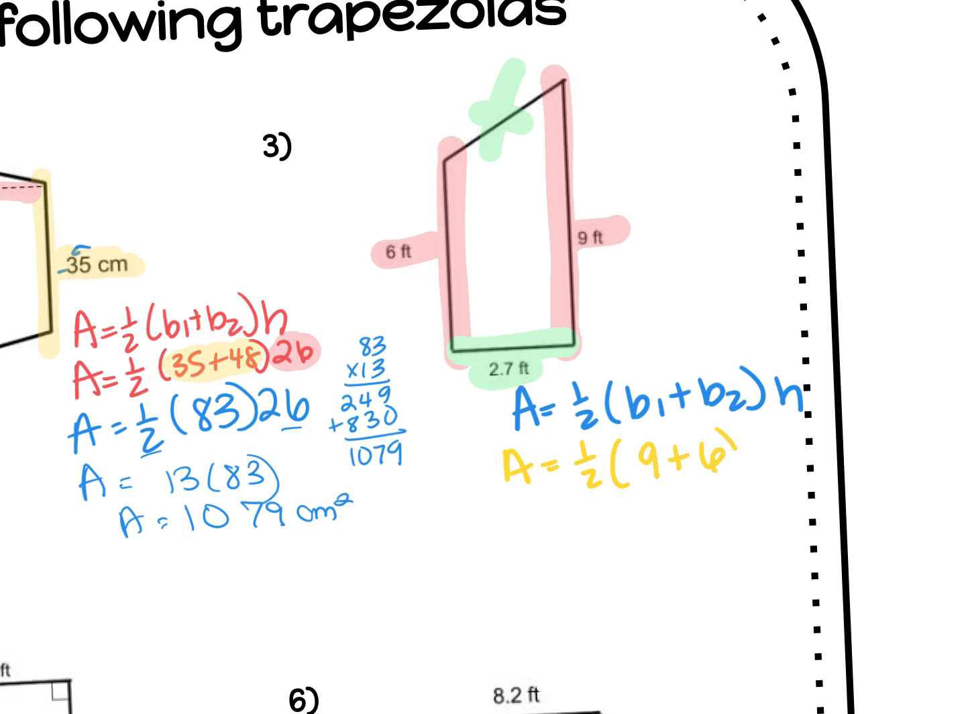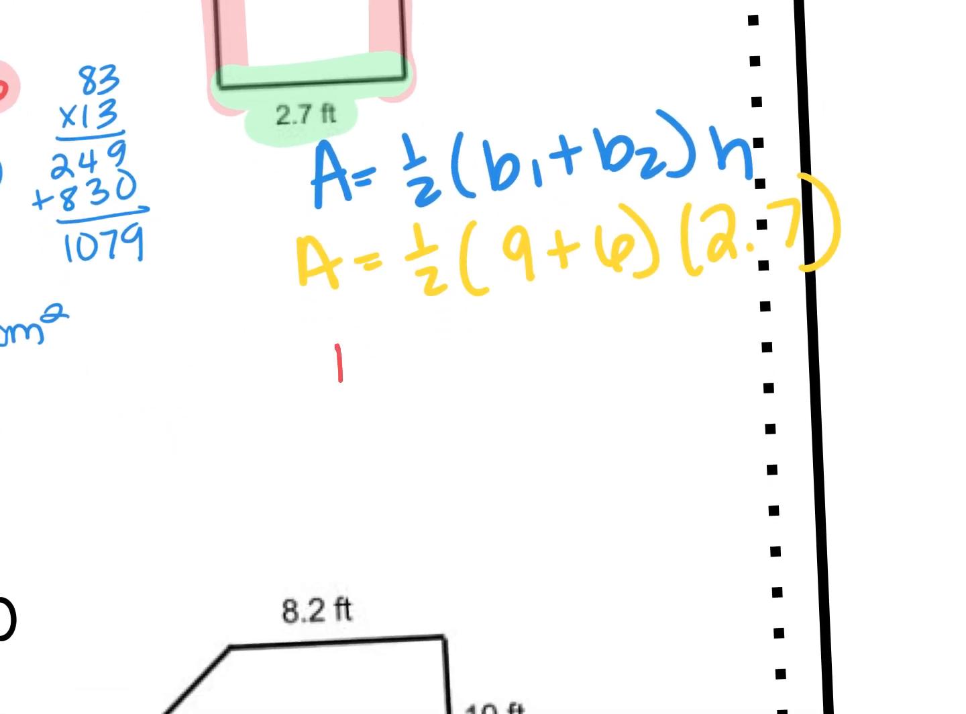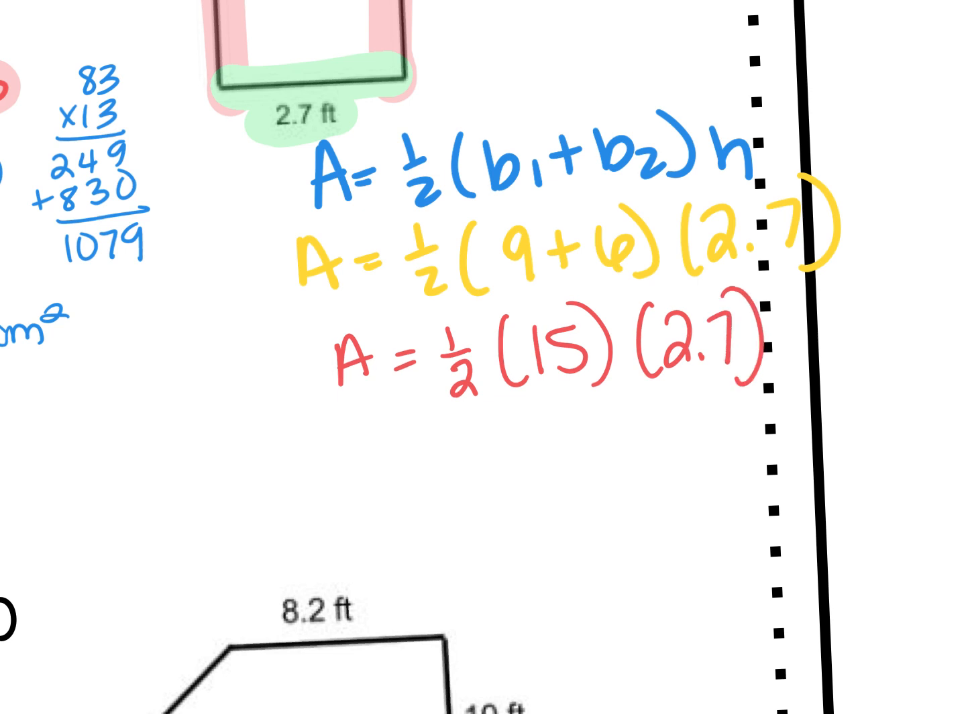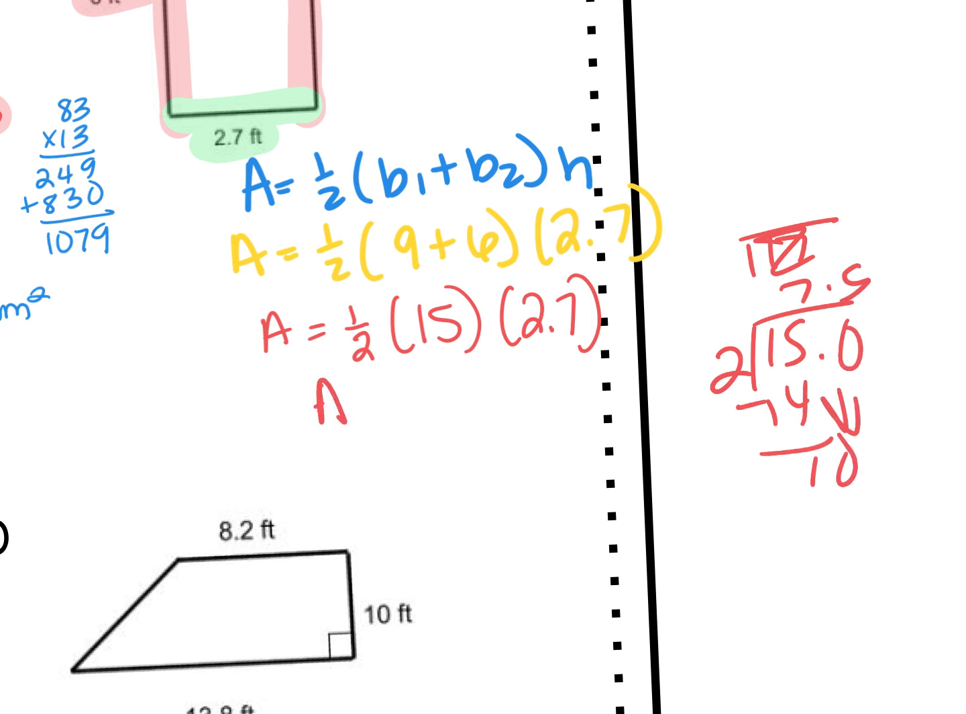So I am going to plug my numbers in. That's 9 plus 6. And my height is 2.7. Okay, so 9 plus 6 is 15. Bring down everything. You can actually take half of 15 if you want to, because it's probably easy to take half of 15. So I'm going to just go and take half of that, and I get 7.5.